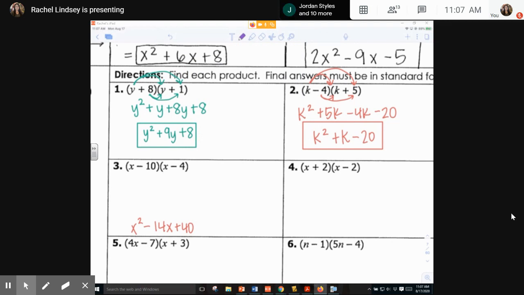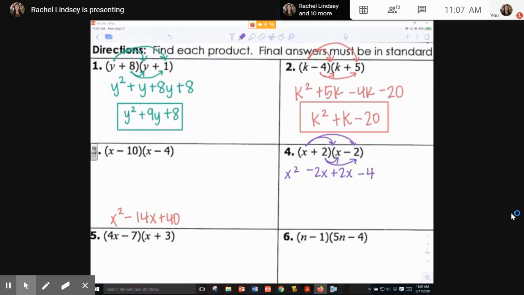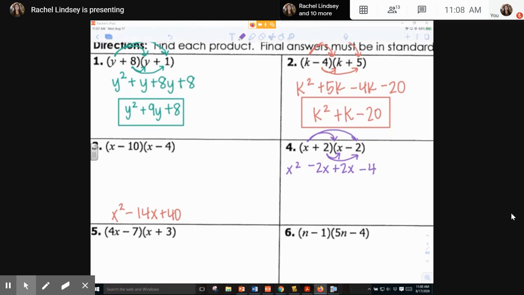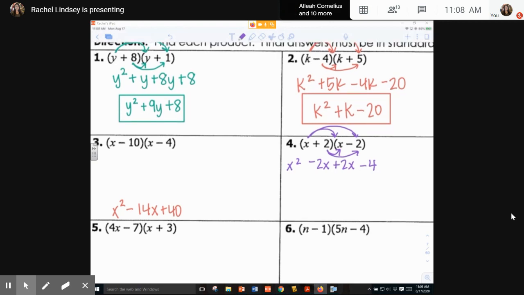Now number 4, we're going to multiply that out. So what's x times x? X times negative 2. And 2 times x. And then 2 times negative 2. Okay. So what's going to happen with those two terms in the middle, the x terms? They're going to cancel each other out. Anytime you have x plus a number times x minus a number, it's going to cancel out those two middle terms. So we'll just have x squared minus 4, and that's called a perfect square binomial.